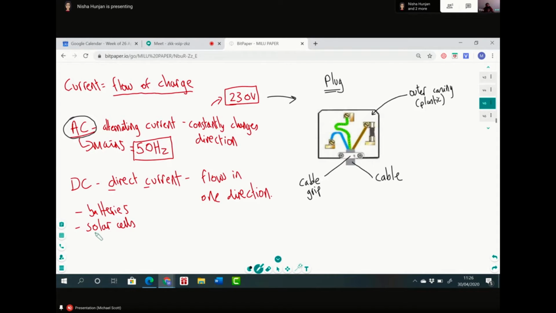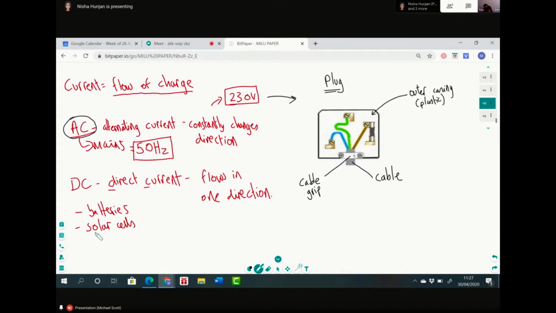But then when we look at the plug itself, we see these 3 wires. So these 3 wires would exist inside of this cable. And each wire has a different color of insulation. So for example, this wire here, the one with the blue insulation, is called the neutral wire.